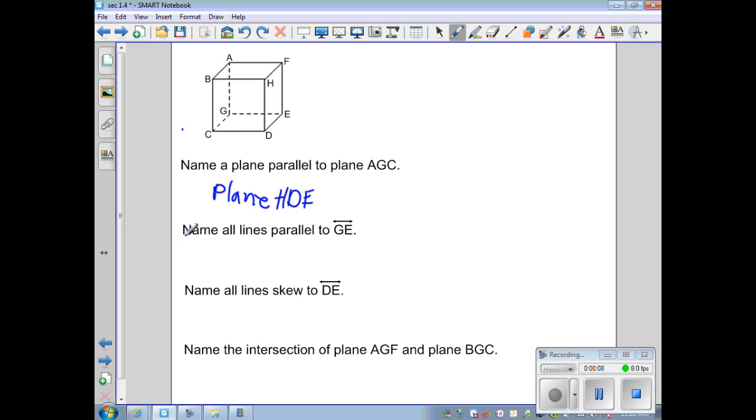Next, name all lines parallel to line GE. That means we need all lines that do not intersect with GE, but they must be in the same plane as GE. Here, line CD is parallel and also is in the same plane. So that would be one of our solutions. Also, line AF is in the same plane and does not intersect. That would be a solution.